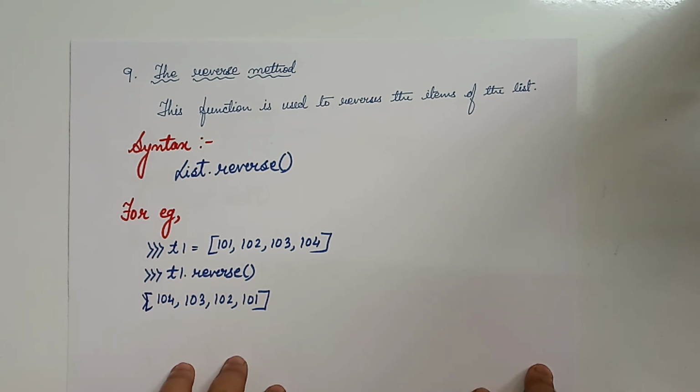The reverse method. If we want to reverse the contents of the list, we use the reverse method. The syntax is list.reverse. Just to see its use, we have created a list of 101, 102, 103 and 104. After using the reverse function, the contents of the list get changed. That means it gets reversed.